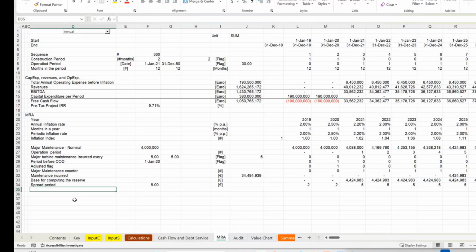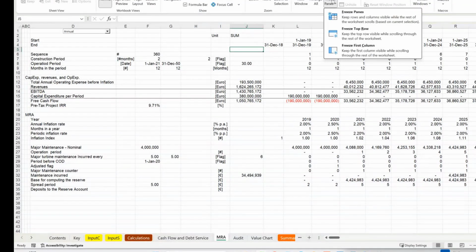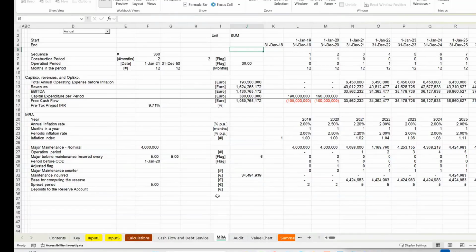And now let's compute our deposit to the reserve account. Now, can we do one other thing? When we do this, I don't know where to put this. We wouldn't do a maintenance reserve account after the debt is repaid, would we?